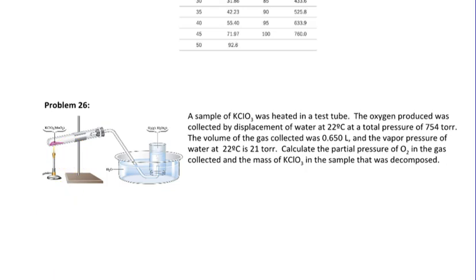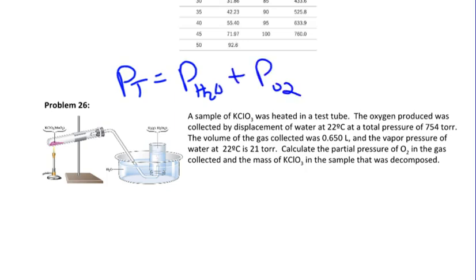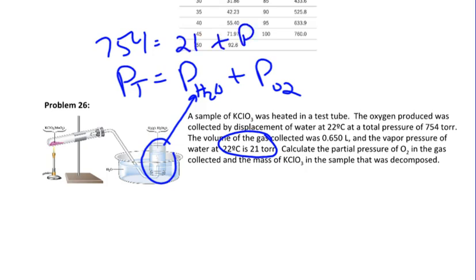I'm going to write above the problem. Pressure total. And that water is coming from here. That water is going to evaporate and create some water molecules. How much? It depends on the temperature of the water. So look, the total pressure is 754, and they told you what it is at 22. It's 21 torr. So from there, can you figure out what the pressure of oxygen is going to be? Hopefully it's not too tough. You're going to get 733.